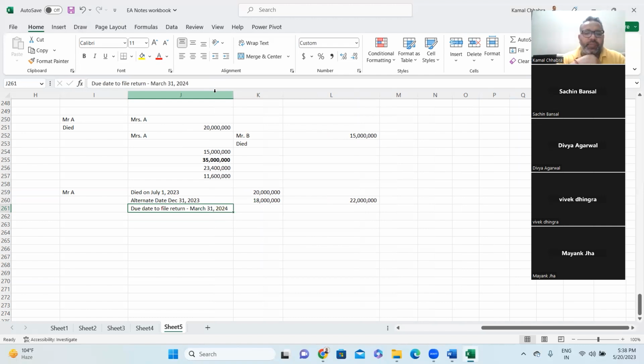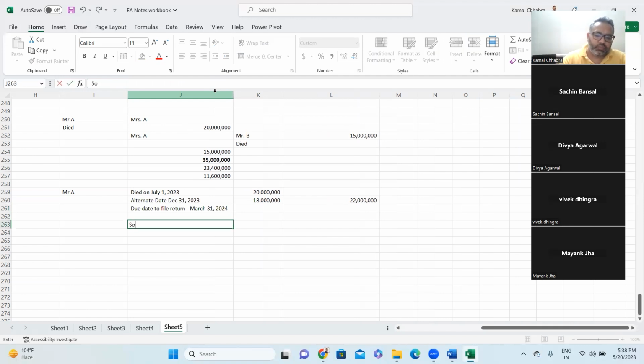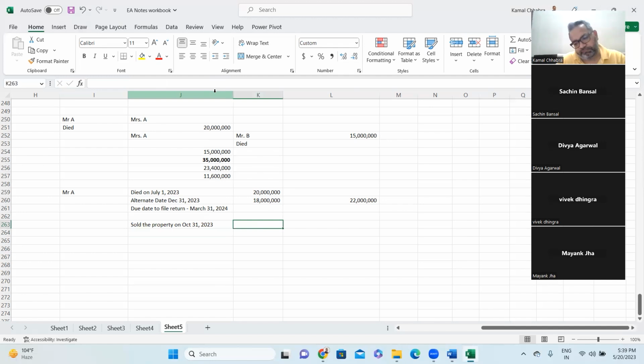Now, for example, if you have sold on, let's say, October 31st, 2023, at $19.5 million, then in that scenario, what value should you be considering? If you have sold the property on 31st of October, then what value should you be considering for filing the estate tax return?